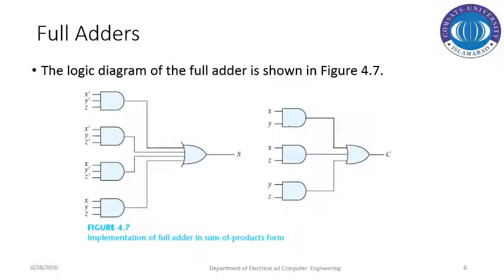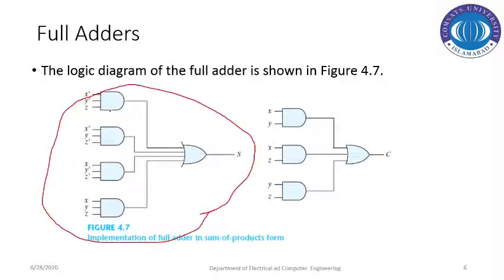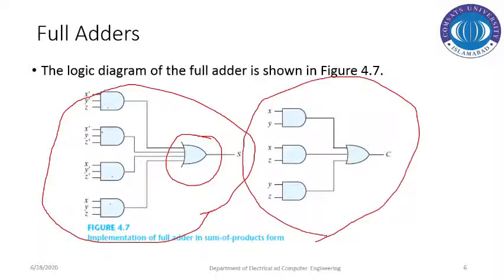So as far as the logic diagrams are concerned, this is the logic diagram for the sum expression. We've got four minterms here. These are the four minterms, and we are performing the OR operation here. And as far as the carry out is concerned, this logic diagram basically represents the carry out expression with three product terms and one OR term.